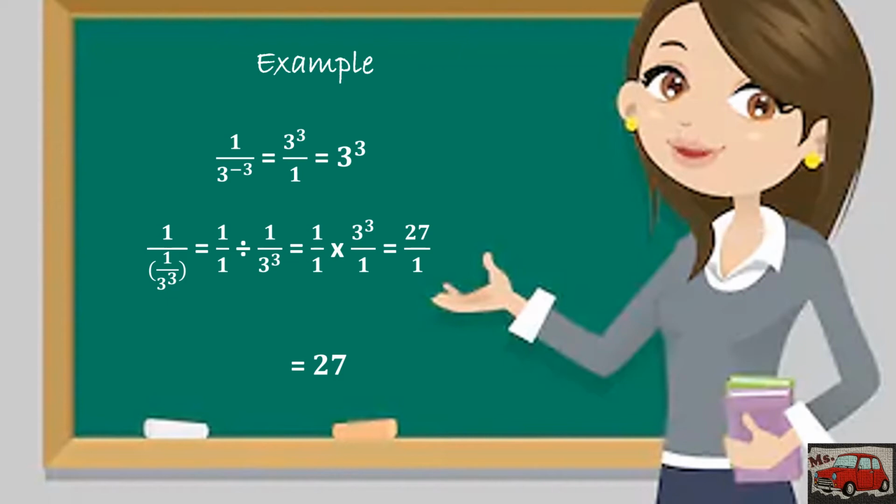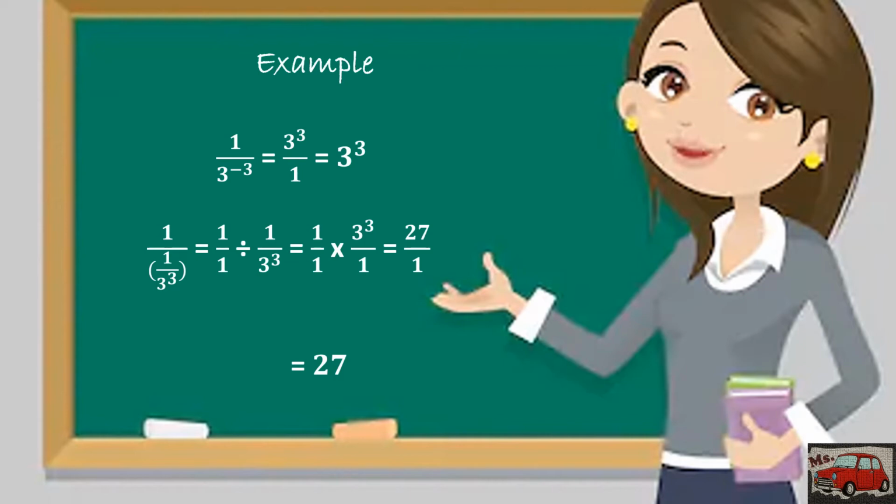Why? Because if we solve that using division, since naka-fraction siya, ganito lang yung mangyayari. So, 1 divided by the denominator, which is 3 raised to negative 3. Di ba yung equivalent ng 3 raised to negative 3 is 1 over 3 cubed. So, let's divide it: 1 divided by 1 over 3 cubed. And kung maaalala nyo kung paano mag-divide ng fraction, nagiging multiplication siya at kinukuha natin yung opposite ng isang term. So, yung 1 over 3 cubed will become 3 cubed over 1.